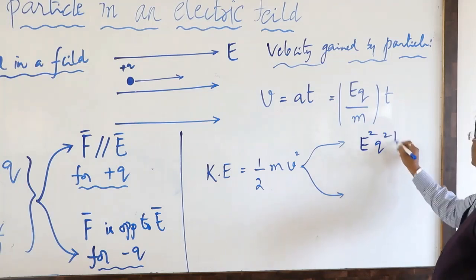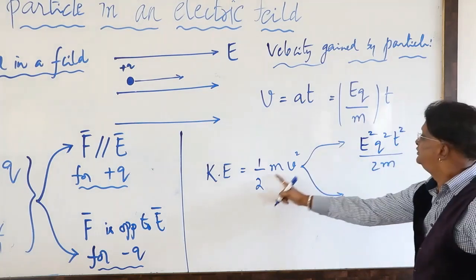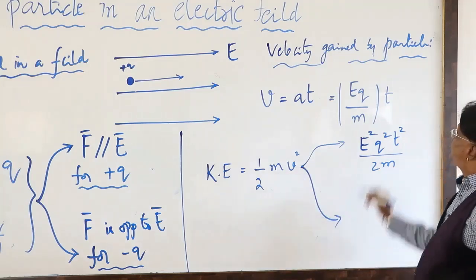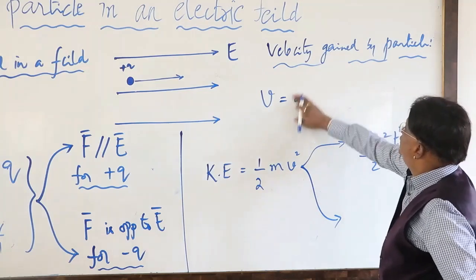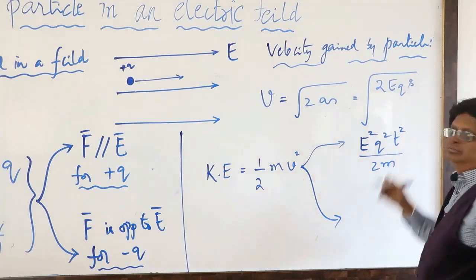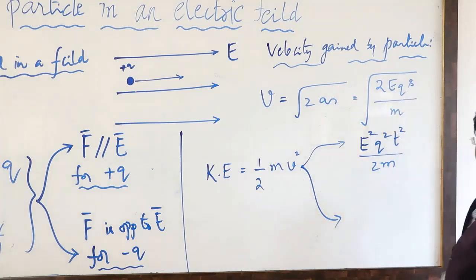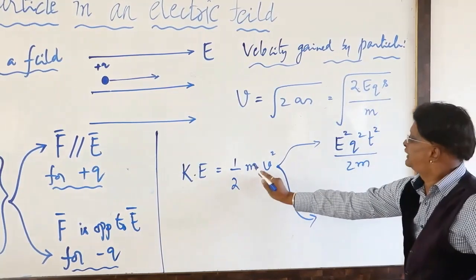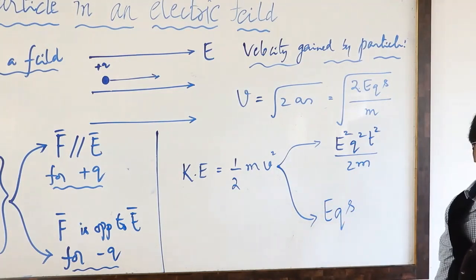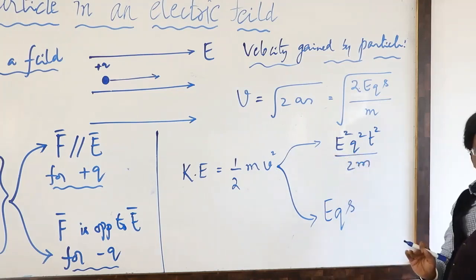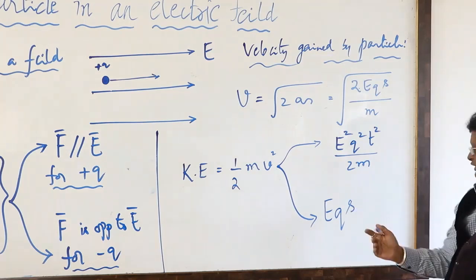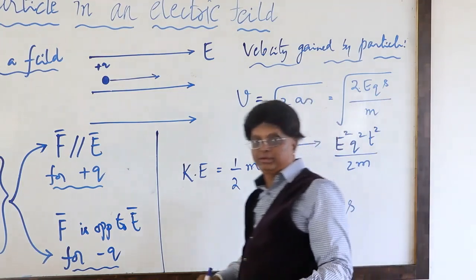E squared q squared t squared by 2m. This 2 term is there, m squared and this m, cancellation. You will get E squared q squared t squared by 2m. And now you also have the other expression. What was that? v is equal to, remember we said it is under root 2a s, which is under root 2Eq s by m. Then if you square this, 2 gets cancelled, m gets cancelled, and the expression is E times charge times displacement. In this entire expression, you will find that these are the same kinematic equations where we have substituted only one thing: acceleration is equal to Eq by m. So this is the kinetic energy gained by the particle.